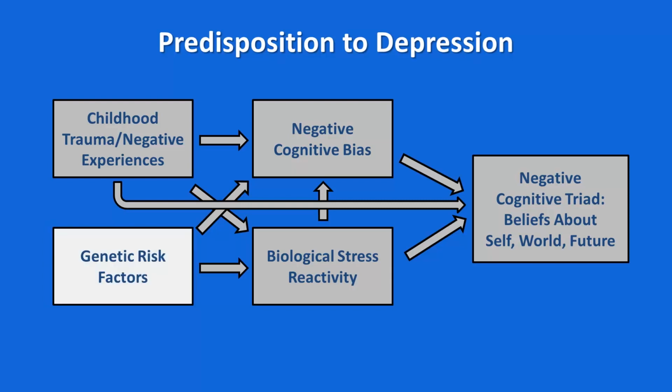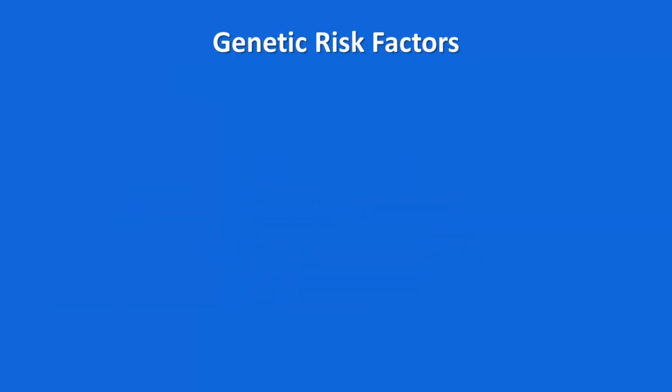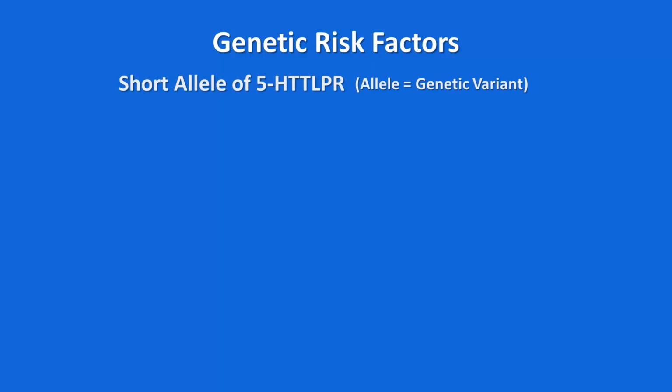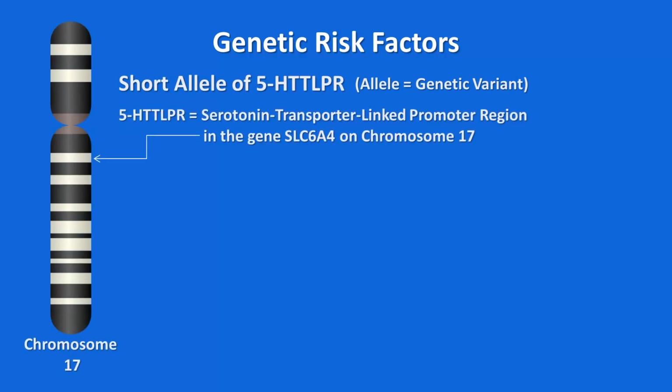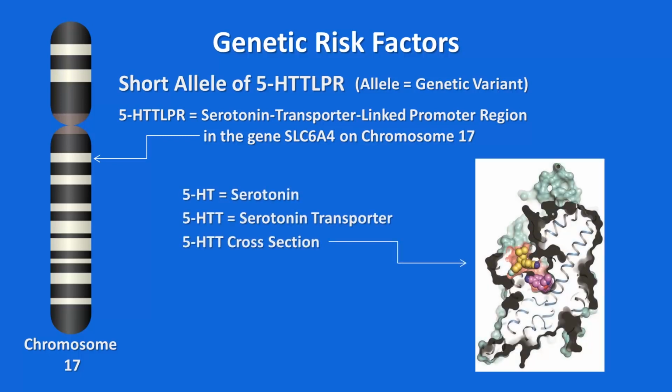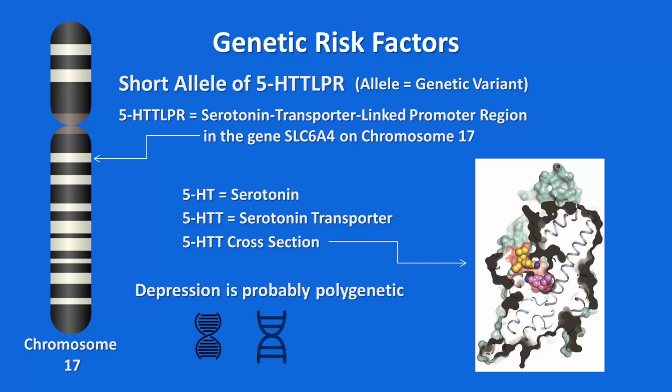Although we know that depression can have a genetic component, there's no consensus about the specific genes that can predispose us to depression. But, for example, there's evidence that the short allele, or genetic variant, of 5-HTT-LPR is associated with higher levels of depression following a life stressor. 5-HTT is a serotonin transporter and is a main regulator of serotonin in our brains. And there's a lot of evidence that links lower levels of serotonin to depression. And there are other genetic variants that may predispose us to depression. And depression is probably polygenetic, or influenced by more than one gene.